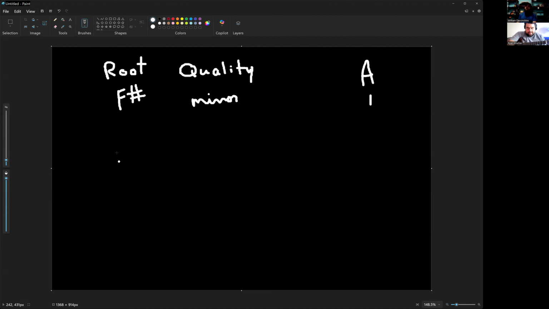That's one way that you can call it. If it's a minor chord, they usually would put it in lowercase. It is lowercase, exactly. And so that's one way you can do it.